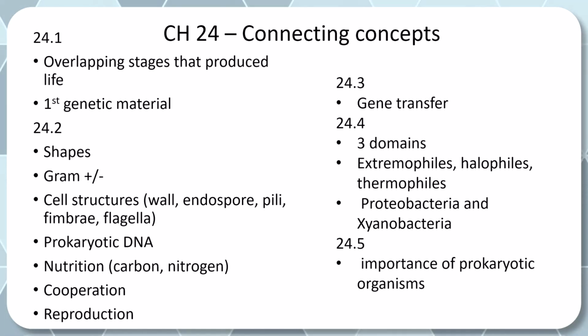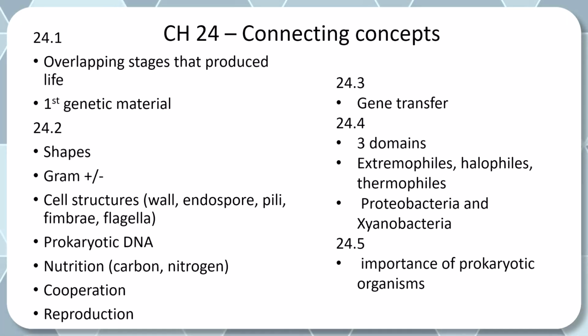Prokaryotic DNA is contained in a single circular chromosome that is found in the nucleoid region. They also sometimes have smaller accessory rings of DNA called plasmids. There are many types of metabolisms in prokaryotic organisms. They can do aerobic and anaerobic respiration, and some of them can do nitrogen fixation. We talked about cooperation between colonies, particularly with the cyanobacteria, with the photosynthetic cells and the nitrogen-fixing cells, those heterocysts.